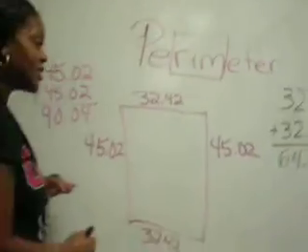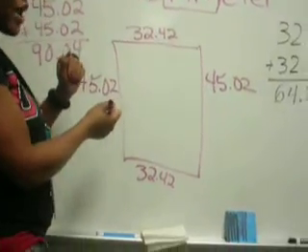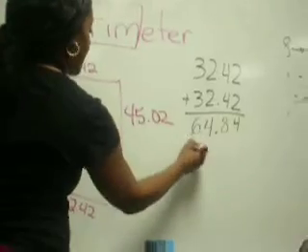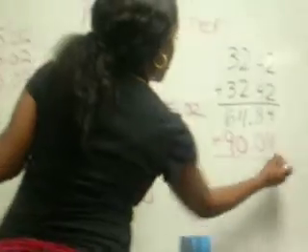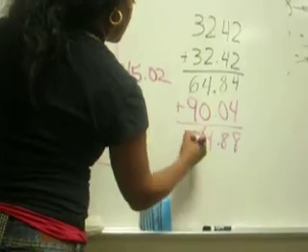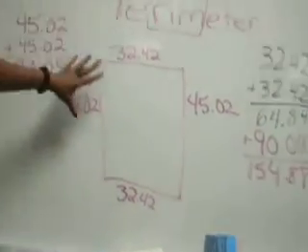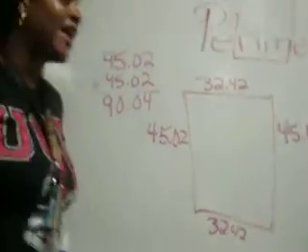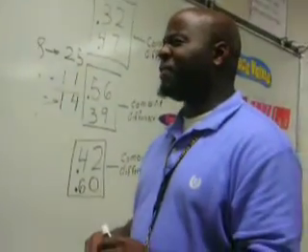Now, because I have the total of these two sides, realize I said total, which is the key word for adding. You're going to take the total and add them together, 90 and 4 hundredths, plus 64 and 84 hundredths, to get your perimeter. So, the perimeter of this rectangular object right here will be 154 and 88 hundredths.